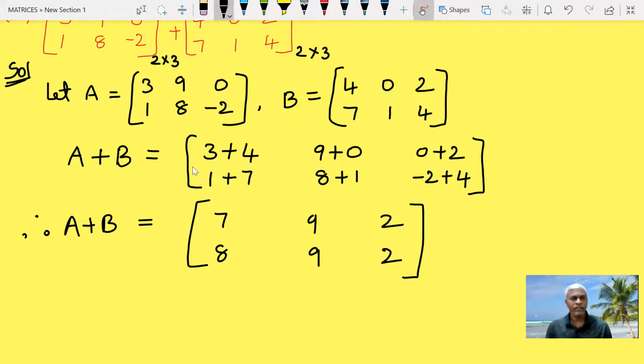So the process of addition is adding the corresponding elements in both the matrices.